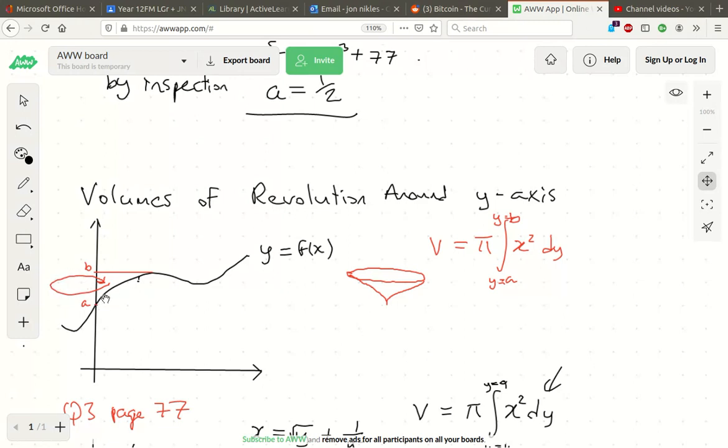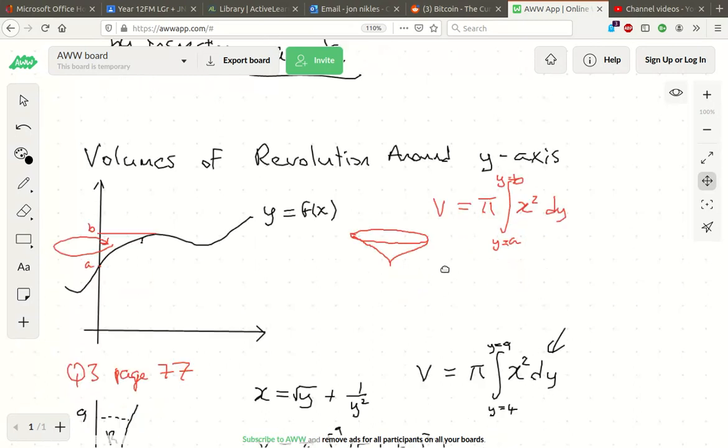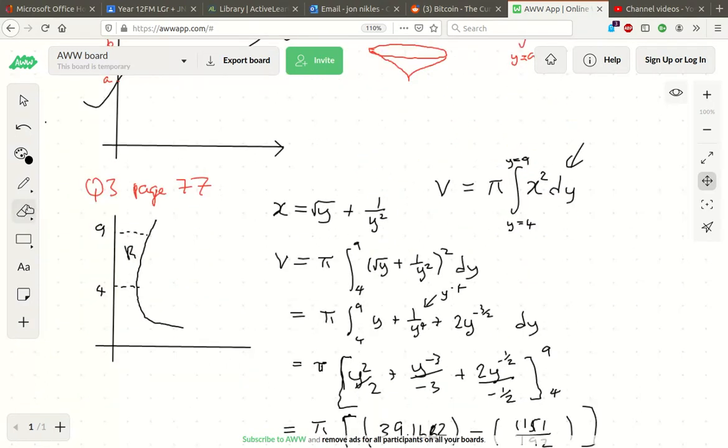This particular one, if I revolved that from A to B around the y, I'd make a weird looking vase like that, which tapers at the end. But yeah, I get V equals pi x squared dy, and this is the formula I'm going to use. Now I'm going to do a question.